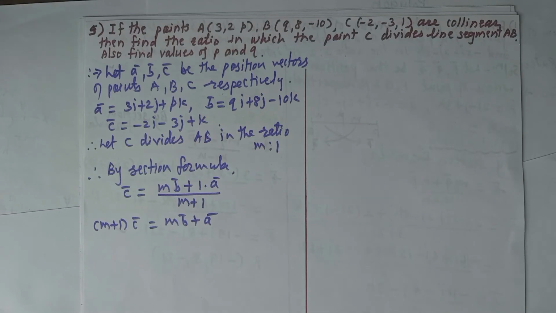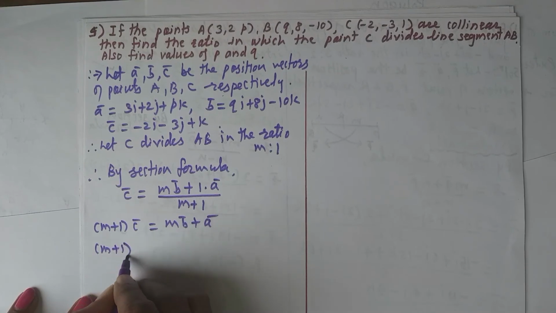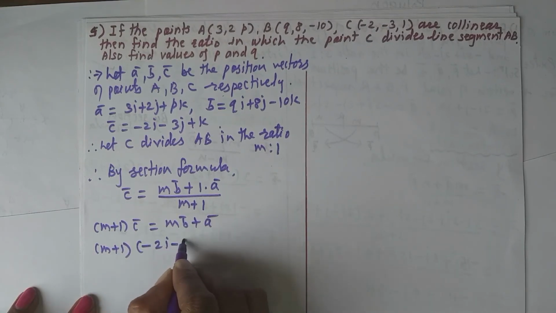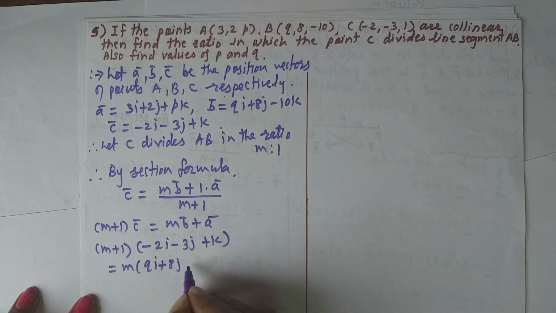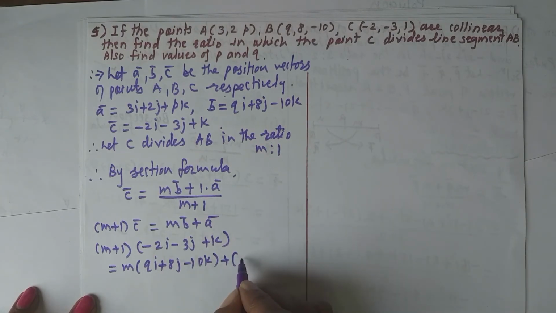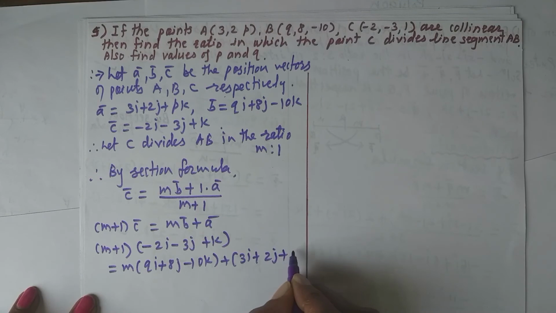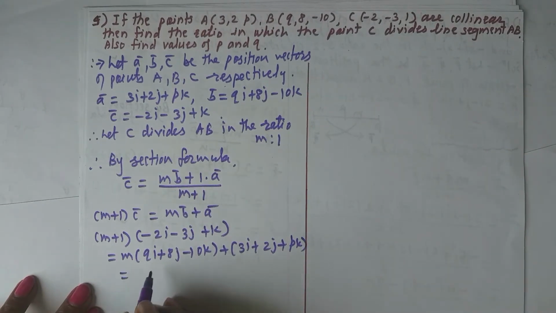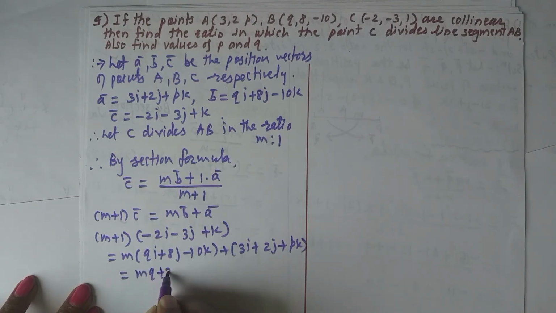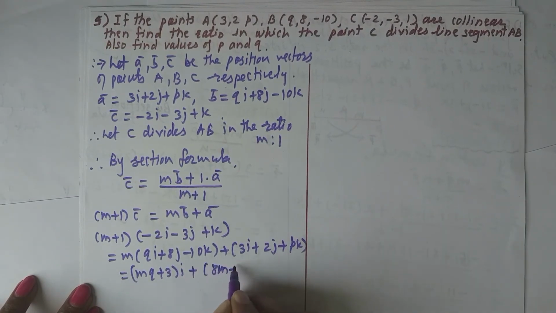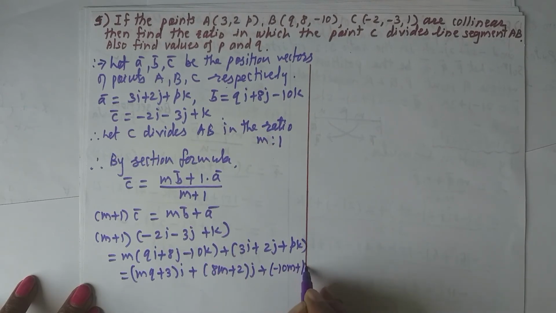Okay, now in this equation you keep the value of A bar, B bar and C bar. This is m plus 1 times C bar, that is minus 2i minus 3j plus k, and this is equal to m times B bar, that is qi plus 8j minus 10k, plus A bar, that is 3i plus 2j plus pk. Okay, then here you take the terms of i, j, k together. Then this will be (mq plus 3)i, then (8m plus 2)j, and (minus 10m plus p)k.